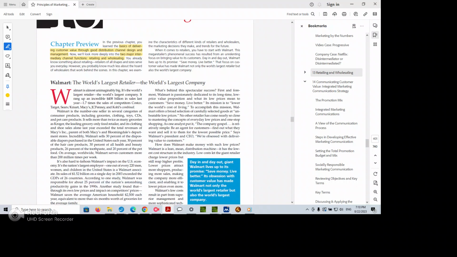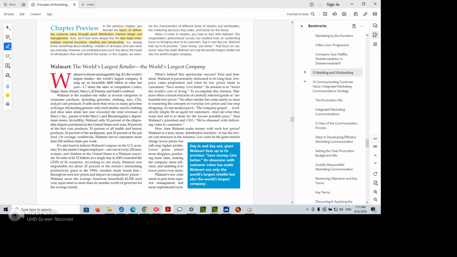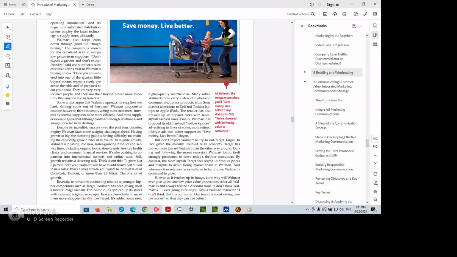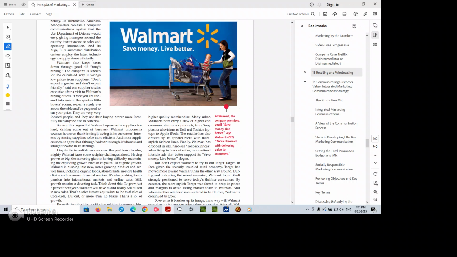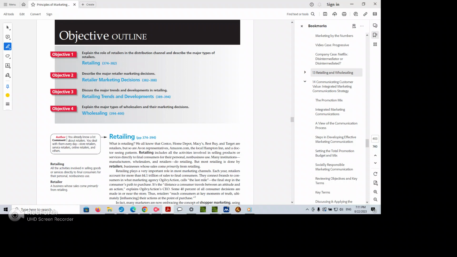Now, here is the case example about Walmart. I would ask you to actually go through and read about Walmart. It's talking about how it's been successful and how it also competes with Amazon and other retailers like Target. Now, it's definitely an accomplishment when you consider the variety of merchandise that it sells in the stores.